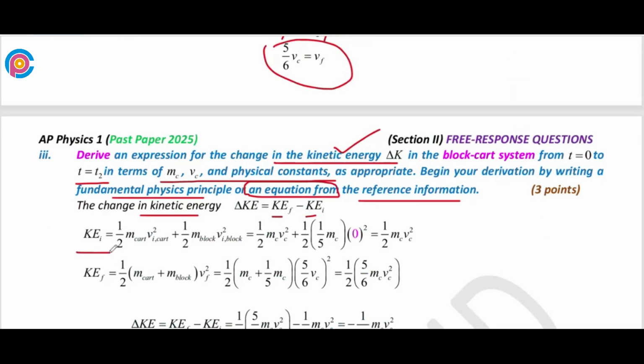Initially in the system there are two different objects, the cart and the block. Again 1/2 mv squared for the cart and 1/2 mv squared for the block. The block is initially at rest, so its initial kinetic energy is 0. So the only initial kinetic energy is 1/2 mc vc squared. Now for the final kinetic energy, both objects are stuck together, the cart and the block, so their combined mass is taken, with final velocity vf squared.